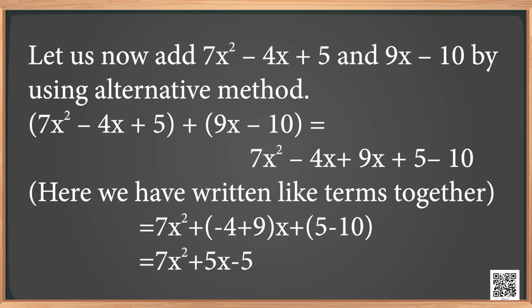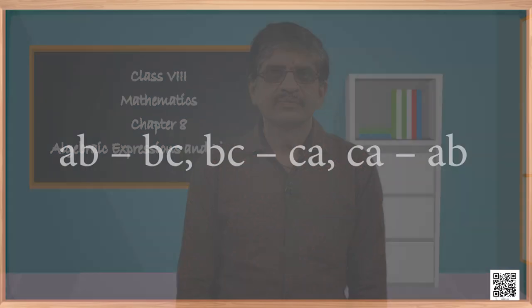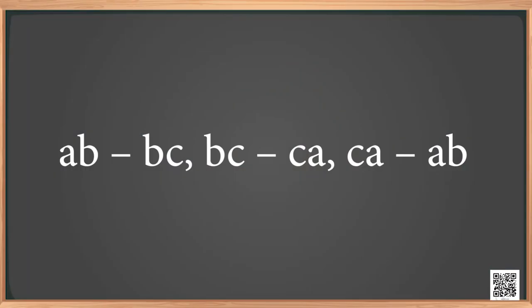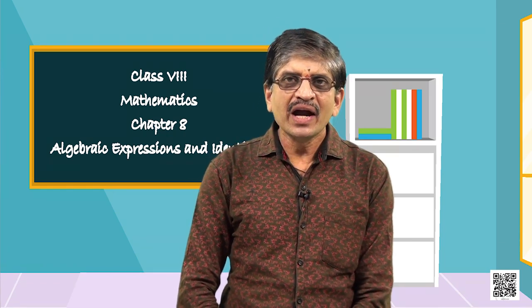Now, if you observe both the methods, we got the same result, isn't it? Now, you try to add the following expressions on your own by using both the methods: AB minus BC, BC minus CA, CA minus AB. Let us recall how to subtract algebraic expressions which you had learnt in your 7th standard.